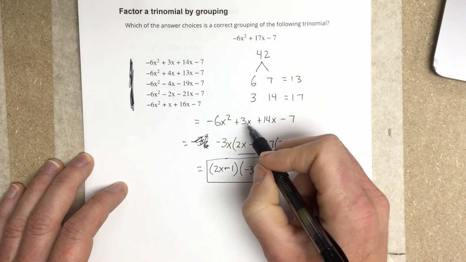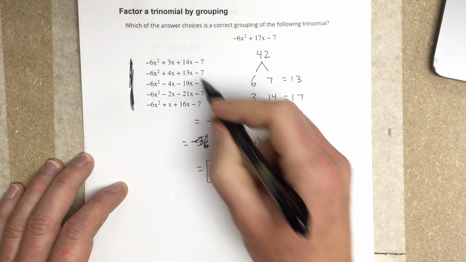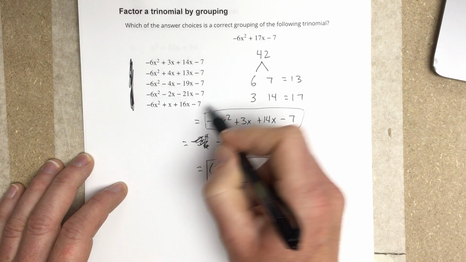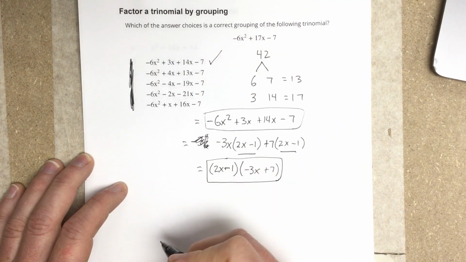Now the question they wanted us to answer was which one of these was that intermediate step. Well, you can see our intermediate step right here, and that would be that solution there.